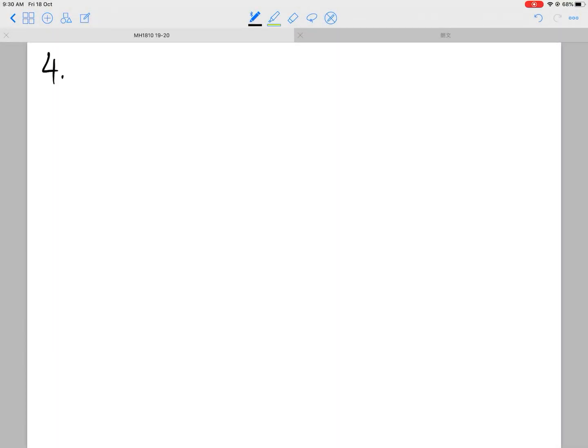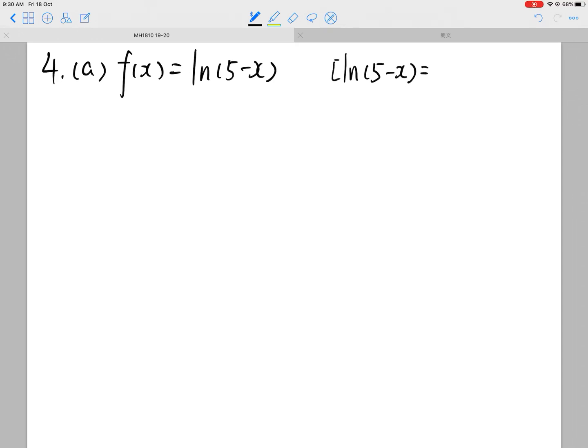Problem 4a. f(x) is ln(5 minus x). Okay, so use integration or differentiation. So ln(5 minus x), it's very easy to differentiate it, right? If you calculate its derivative, it is -1 over (5 minus x).